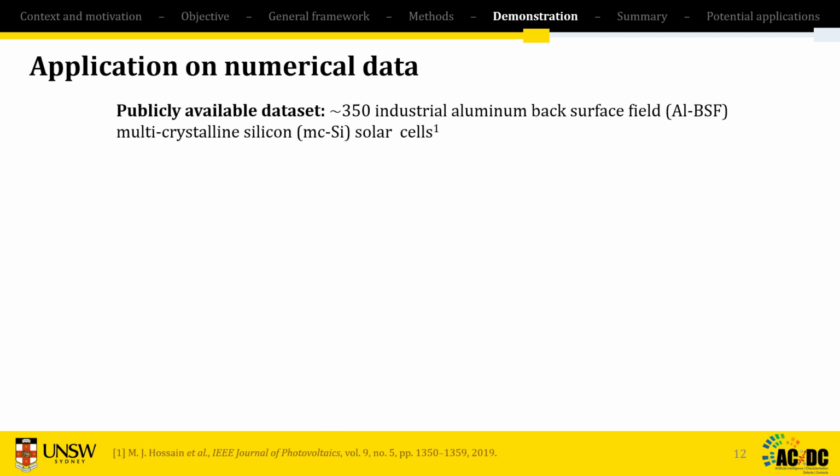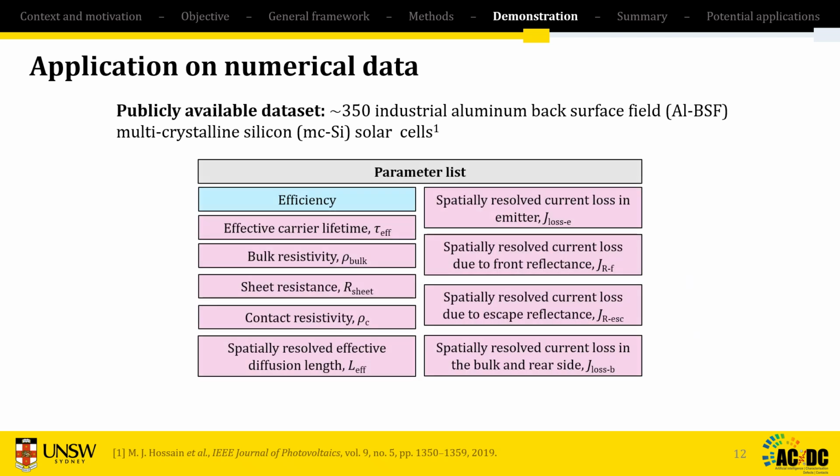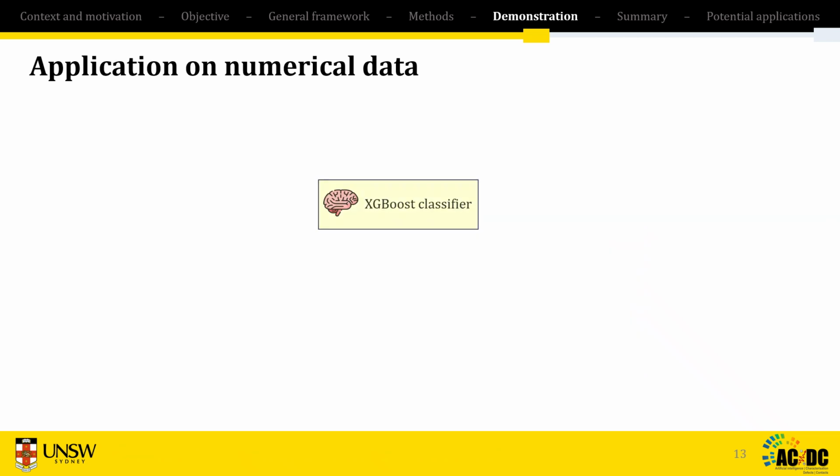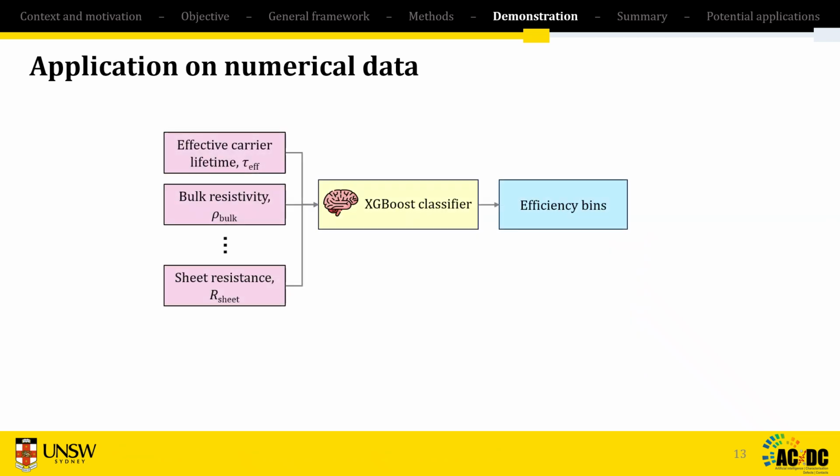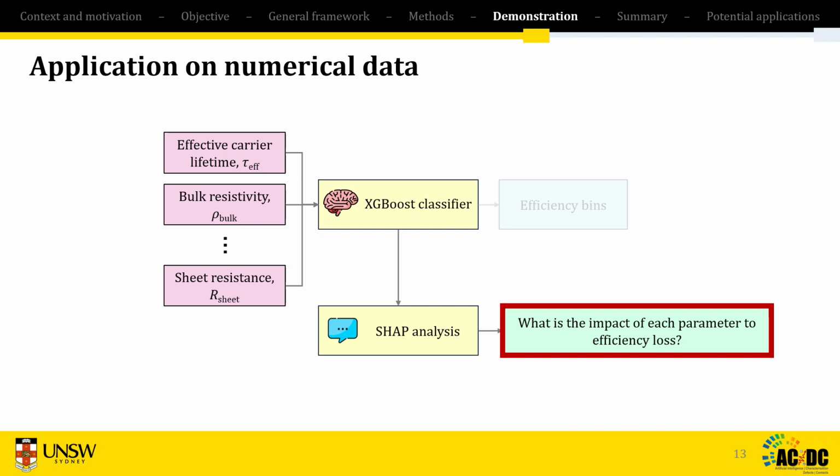We used the publicly available dataset of 350 multicrystalline silicon solar cells, and these are the parameters that we looked at. So you have efficiency, lifetime, resistivity, etc. Our XGBoost classifier acted as our learner to model the relationships between the different parameters and efficiency bins, and SHAP acted as our interpreter to determine the impact of each parameter on efficiency loss.